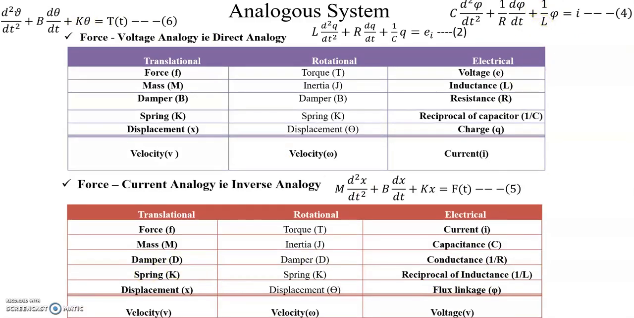Here the displacement x, the displacement theta, and the flux linkage phi. For the velocity, the translational system is v, the rotational system is omega, and the electrical system is voltage.